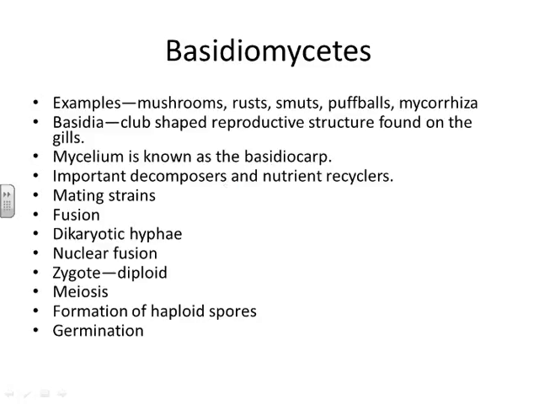All right, we'll talk about this group first. Basidiomycetes. First of all, that word basidio means club. So these are the club fungi. It's called that because they have these structures called basidia, and these are club-shaped reproductive structures found on the gills.